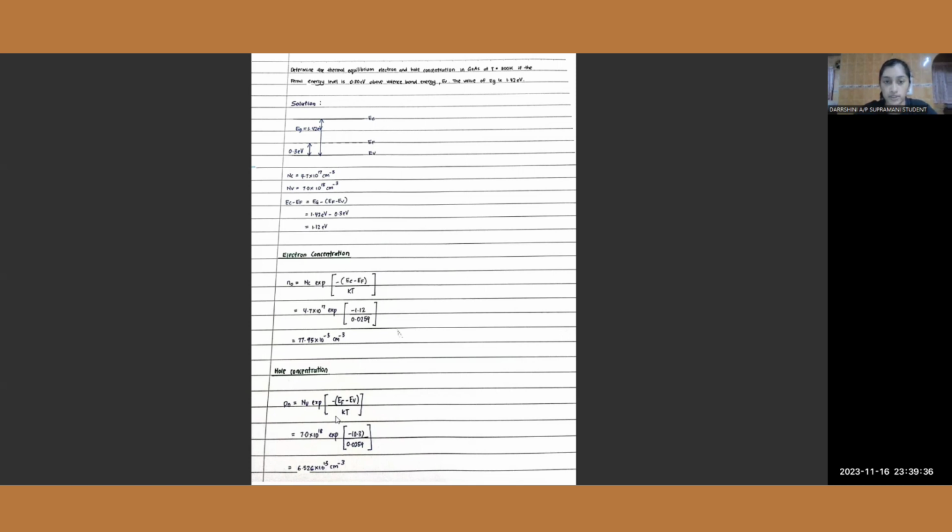To find the hole concentration, we substitute NV, 7.0 times 10 to the power of 18, times exponential of negative 0.3 divided by 0.0259. So the final answer for the hole concentration is 6.526 times 10 to the power of 30. So this is the final answer for the following question.